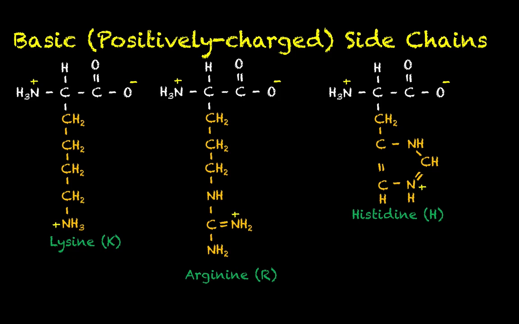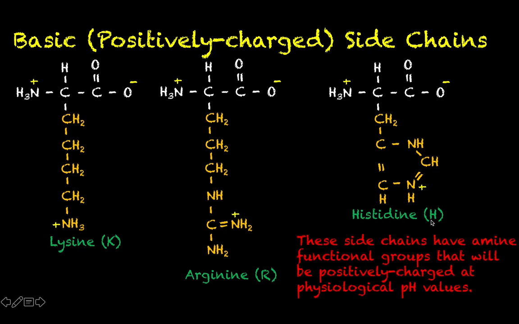The basic side chains, which are positively charged at neutral pH values, are going to include amine functional groups, which we have seen before carry positive charges. These include lysine, arginine, and histidine. So these side chains, because they have amine functional groups, they will be positively charged at physiological pH values.